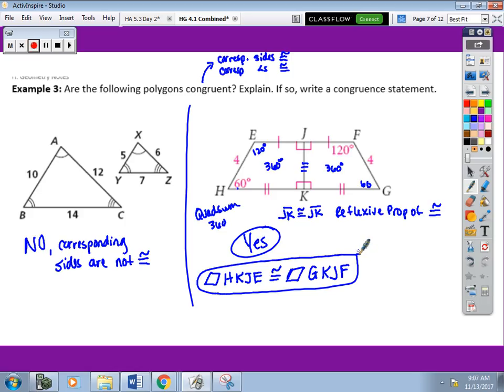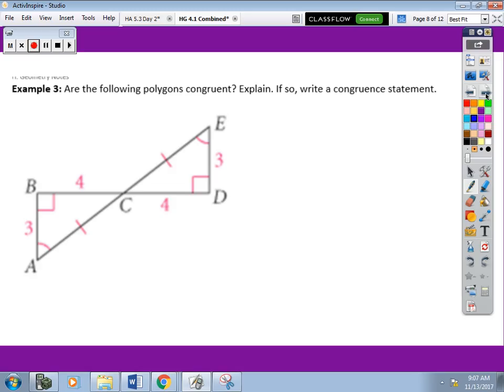Okay, so those are congruent polygons because all of their corresponding sides are congruent and all their corresponding angles are congruent. All right, the next one. We notice 3 and 3, which means they're congruent, 4 and 4, which means they're congruent, and the markings tell me, so we know that all the sides are congruent. So that's a check. 3 pairs of congruent sides.